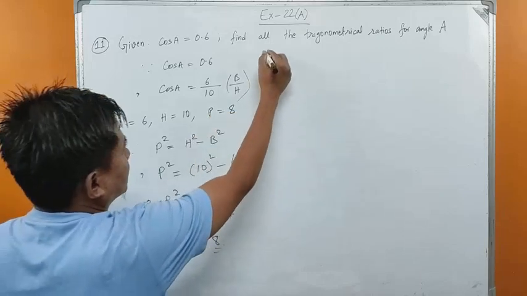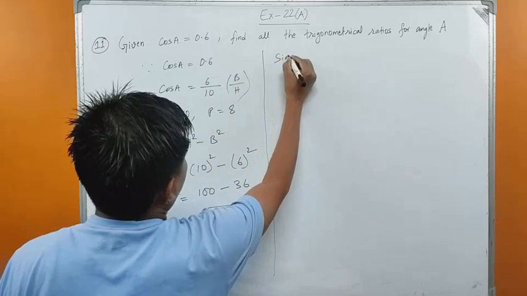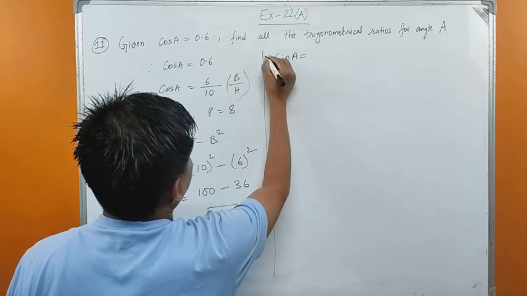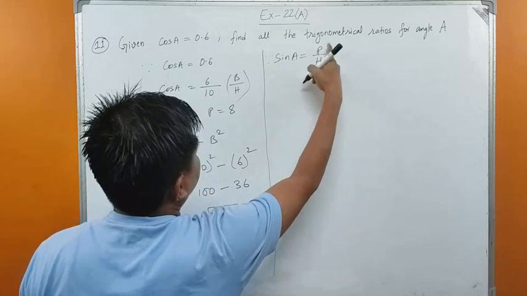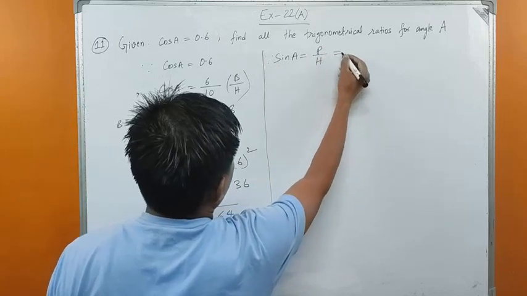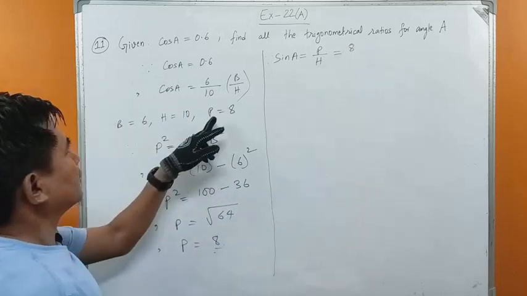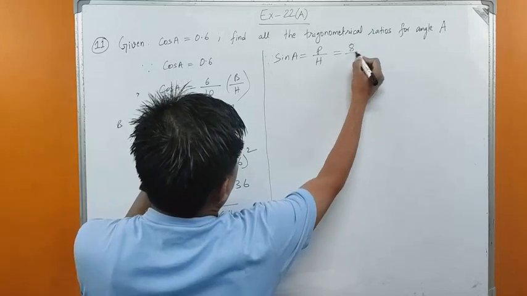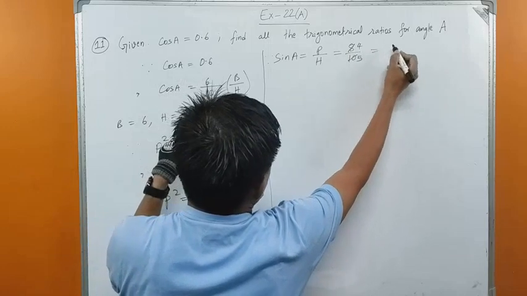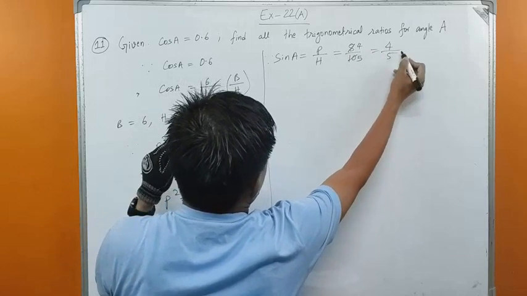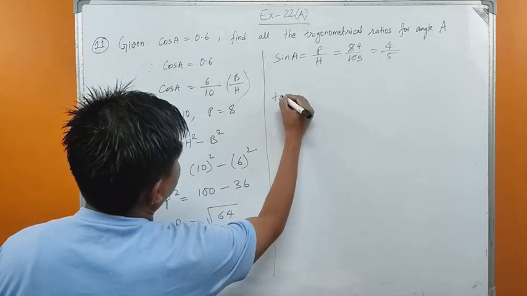Perpendicular is 8. Now let us find sine A. Sine A equals perpendicular upon hypotenuse, isn't it? So what is perpendicular? Perpendicular is 8. And what is hypotenuse? Hypotenuse is 10. So 2 4s are 8, 2 5s are 10. This gives us 4 upon 5, isn't it? Now cos A, we know cos A. Let us find tan A.